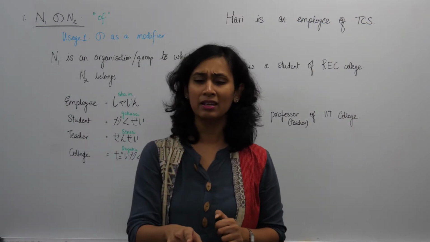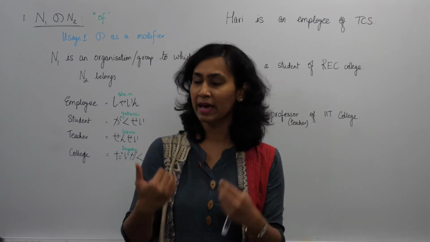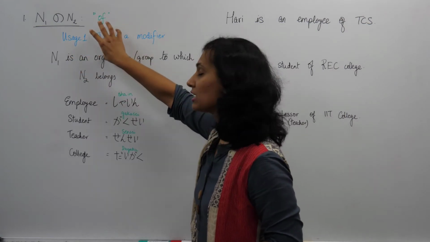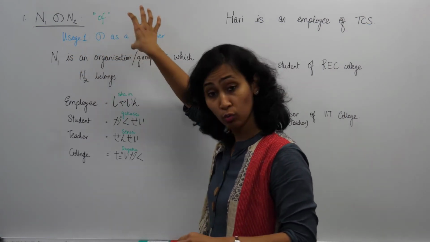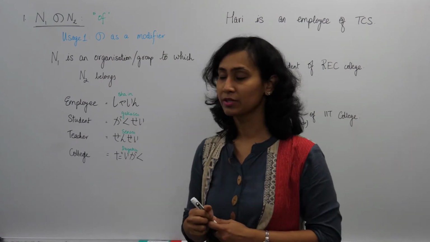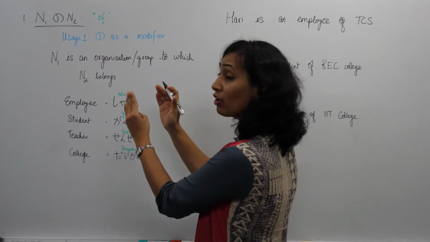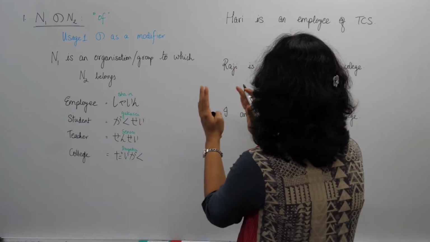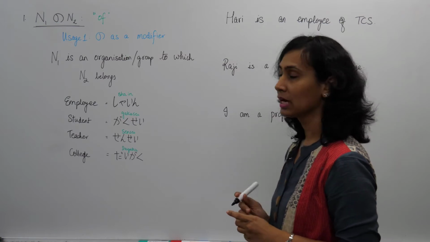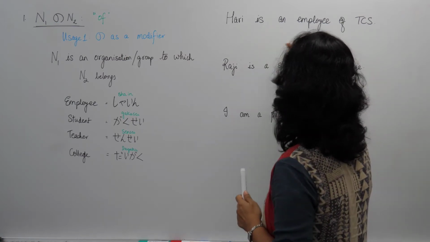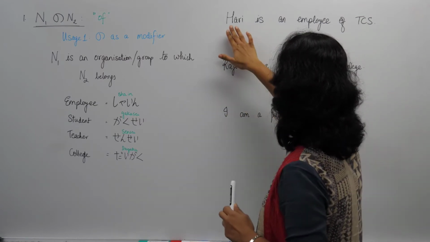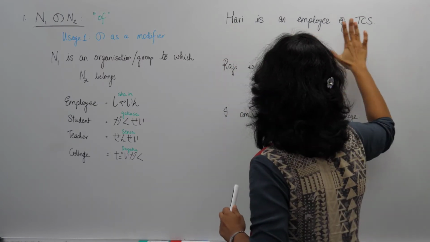I'll read the sentence again. It may not be understandable, but just bear with me for now. N1 is an organization or a group to which N2 belongs. So I've taken out 3 examples for our discussion. Let's start writing down these sentences in Japanese as much as we know. Hari is an employee of TCS.